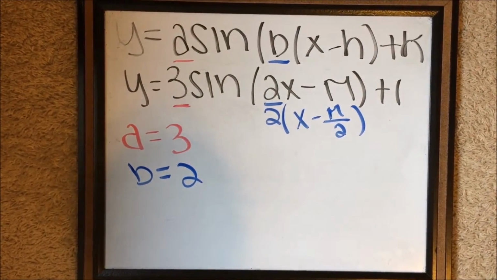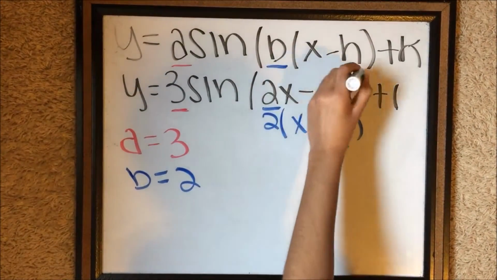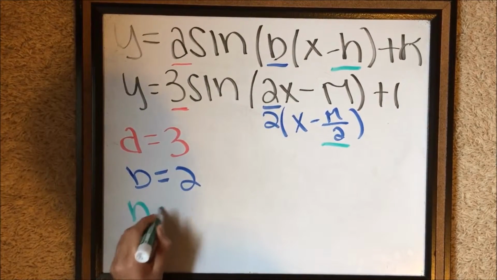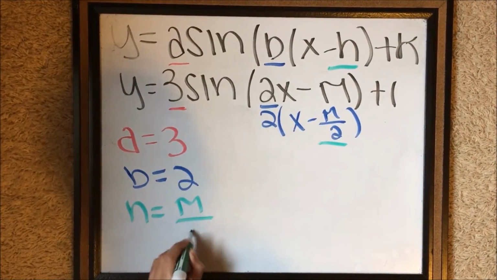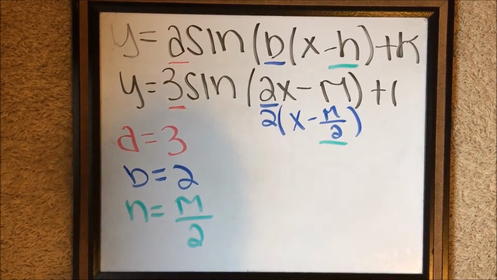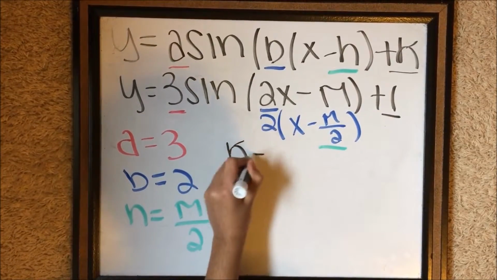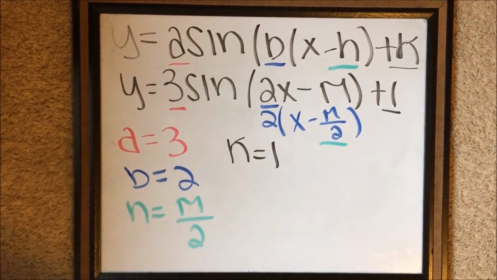And then we got our h value also by factoring it out. So our h value is pi over 2. And then lastly, our k value is at the end, and our k value is 1. So now we have our a, b, h, and k values.